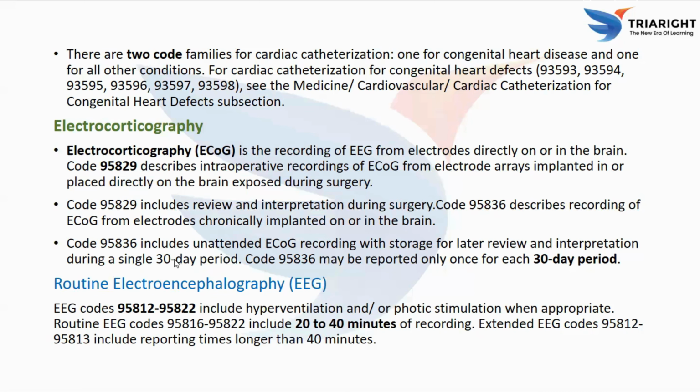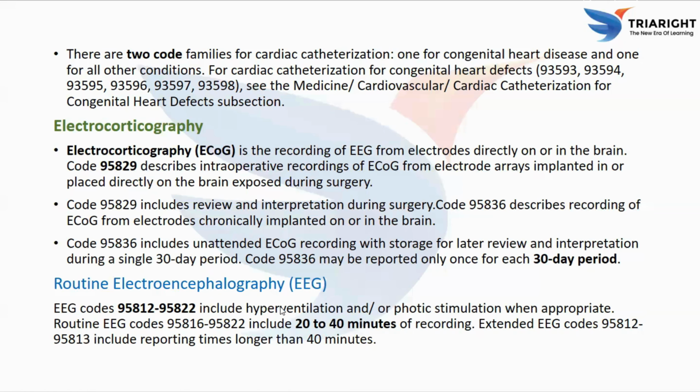So CPT code 95836 is for chronic or implanted ECoG. This is generally used when electrodes are chronically implanted on or in the brain. The recording is unattended, stored for later review. The time rule is that it may be reported only once per 30 days. So even if multiple recordings occur in 30 days, bill 95836 only once.